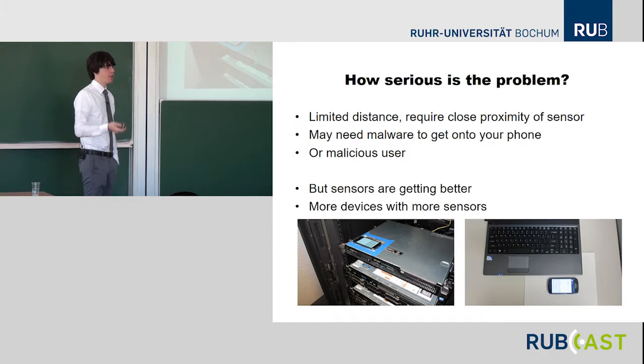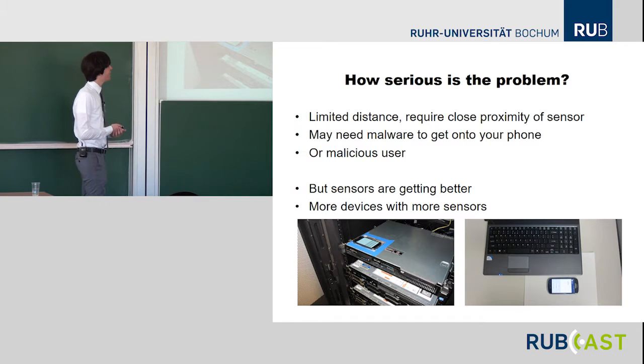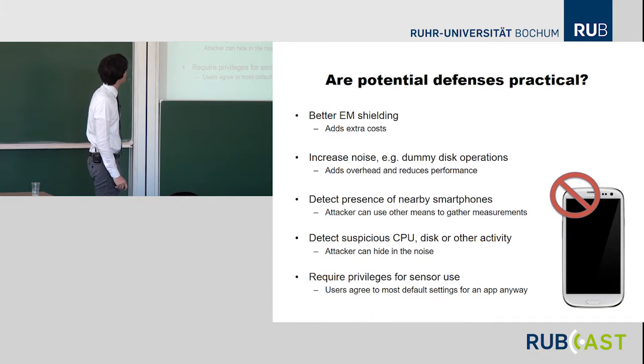There are more devices now, with all this Internet of Things. Who knows what kind of sensors they have? There was a recent article about TVs sending ultrasonic signals to IoT devices. There are a lot of sensors around. So if this side or covert channel doesn't work, there'll be new ones that people discover. And some notes about potential defenses.